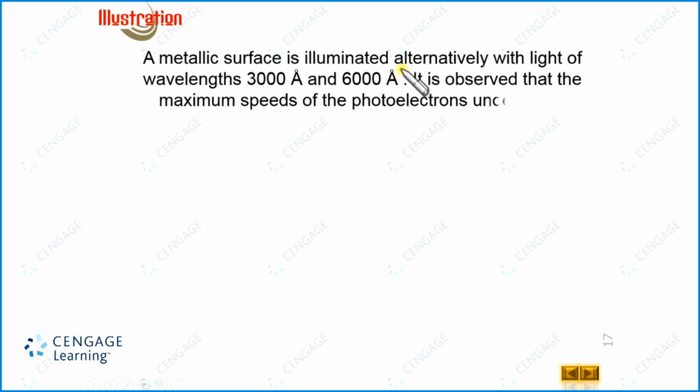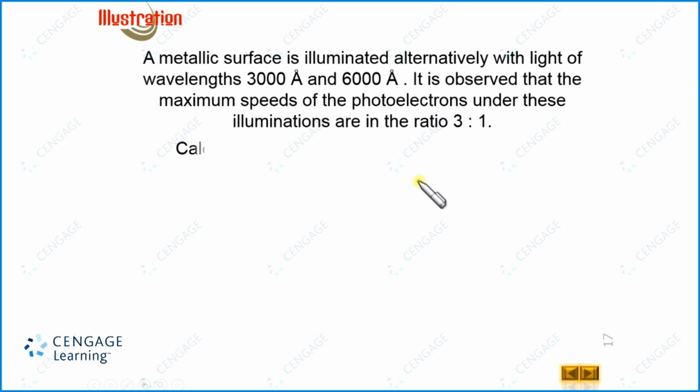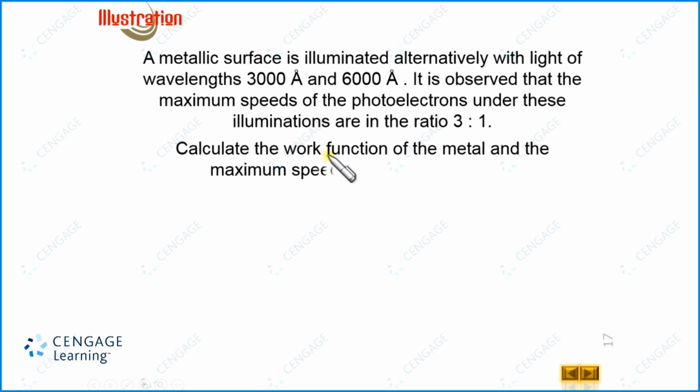In the next situation, we are given a metal surface. It is illuminated alternately with light of wavelength 3000 angstrom and 6000 angstrom. It is observed that the maximum speeds of the photoelectrons under these illuminations are in the ratio 3:1. We need to calculate the work function of the metal and the maximum speed of the photoelectron. These two quantities we need to calculate. Okay, so let us move to the analysis of this problem.